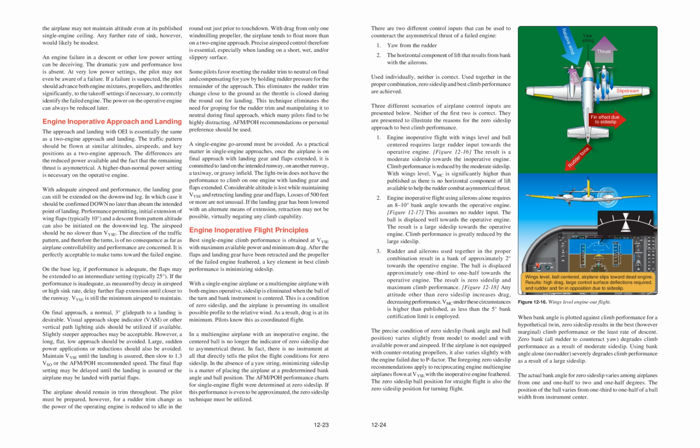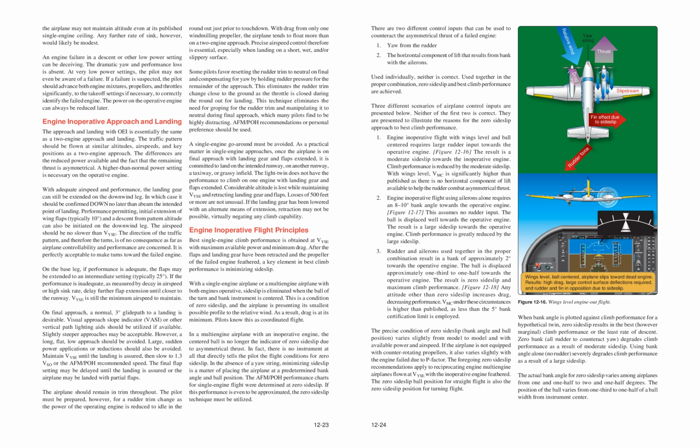Figure 12-16. Wings level engine out flight. When bank angle is plotted against climb performance for a hypothetical twin, zero side slip results in the best, however marginal, climb performance or the least rate of descent.